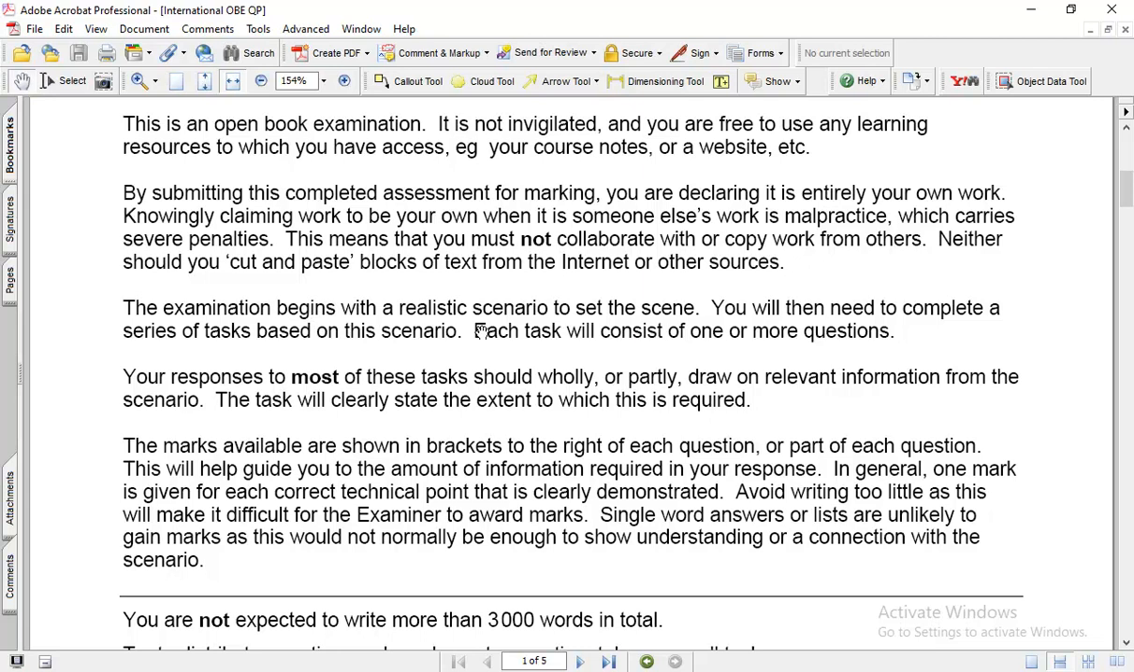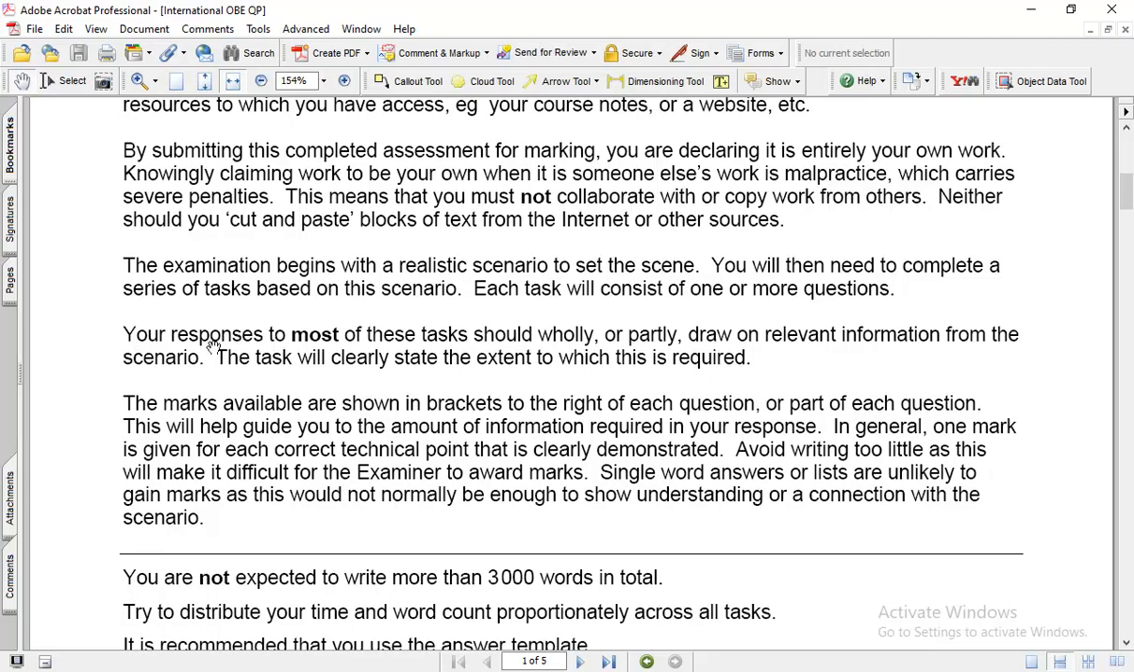The examination begins with a realistic scenario to set the scene. You will then need to complete a series of tasks based on this scenario. Each task will consist of one or more questions. So the examination begins with a realistic scenario, and then we have a series of tasks that consist of either one part or multiple parts. So we need to solve those tasks. Your responses to most of these tasks should wholly or partly draw on relevant information from the scenario. The task will clearly state the extent to which this is required.